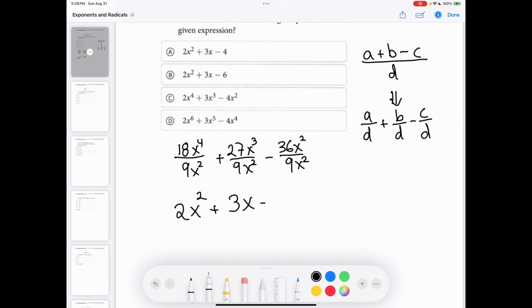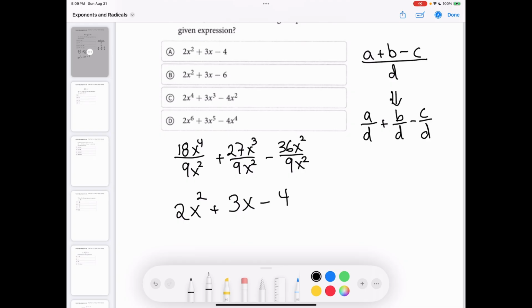Okay, and finally we have 36x squared divided by 9x squared. I'm going to divide the coefficients. So 36 divided by 9 is equal to 4. And then I have x squared divided by x squared.